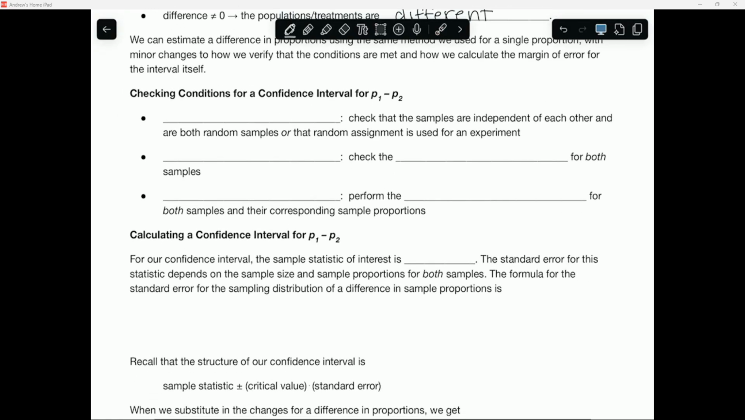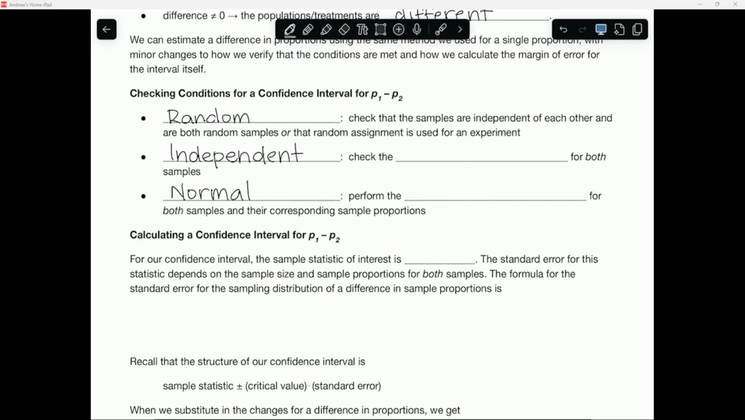First, we know that when we're checking conditions for proportions, we're checking random, independent, and normal. For random, we're scanning the word problem. We're checking to make sure, one, that our samples are independent of each other, and two, that both samples are random, or that if we're doing an experiment, we used random assignment.